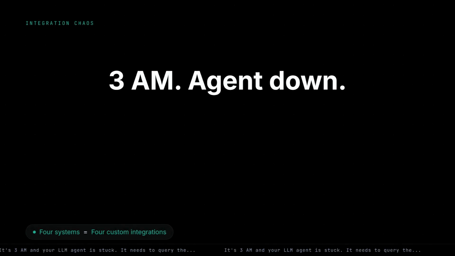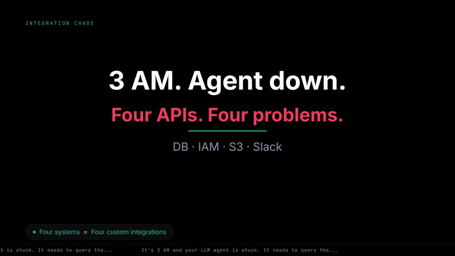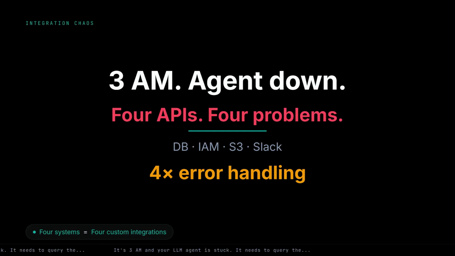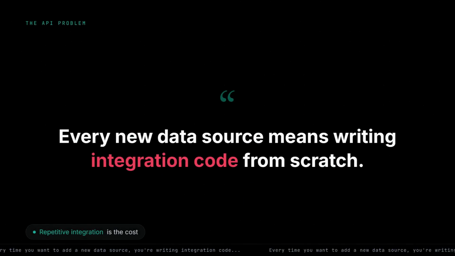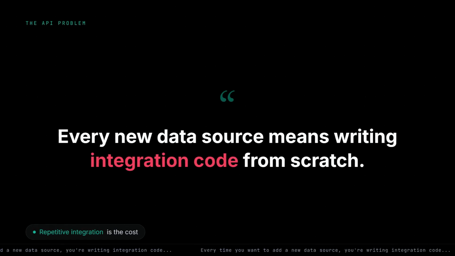It's 3 a.m. and your LLM agent is stuck. It needs to query the database, check IAM permissions, fetch files from S3, and send a Slack notification. But you've written 4 separate API clients, each with its own error handling and retry logic. Every time you want to add a new data source, you're writing integration code from scratch. This is the API problem.